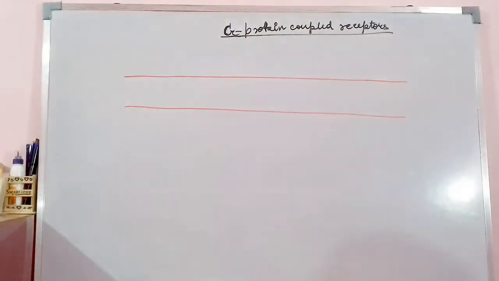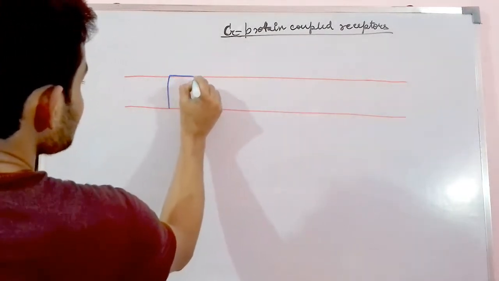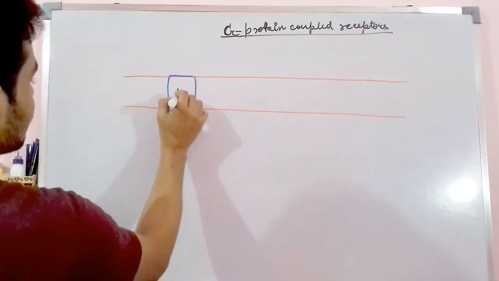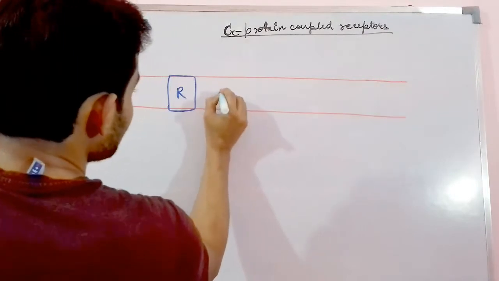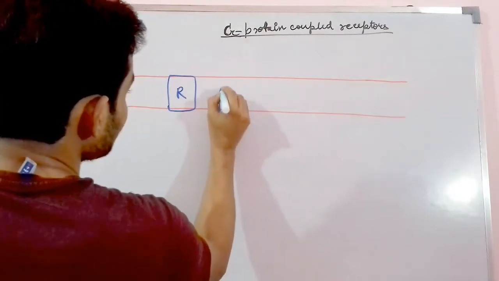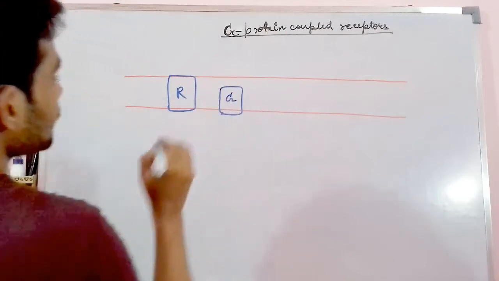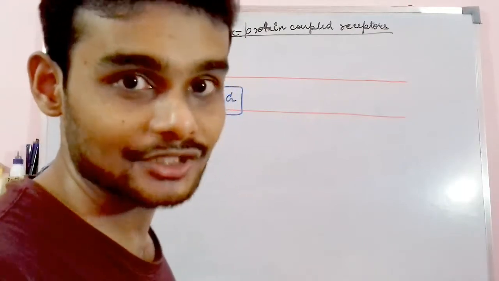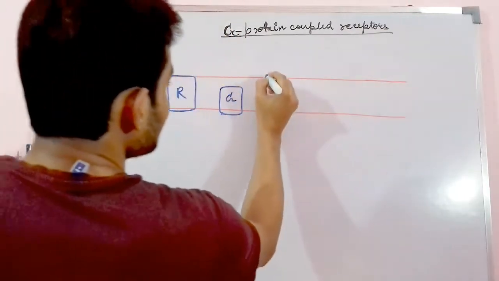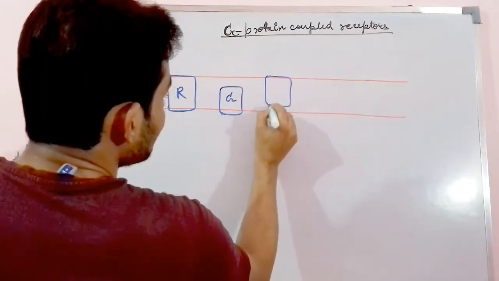Now let me draw the receptor molecule first. Suppose this one is the receptor molecule present over here. We name it R, and along with this receptor molecule, a short distance ahead, is present the G protein molecule. This one is the G protein molecule, and the molecule over which the G protein brings about its action is known as the effector molecule. The effector molecule is also present within the membrane.